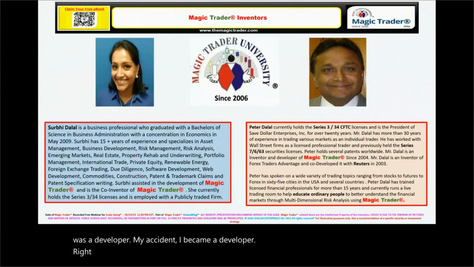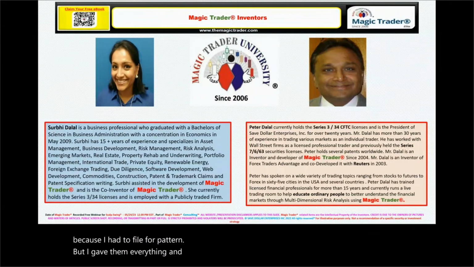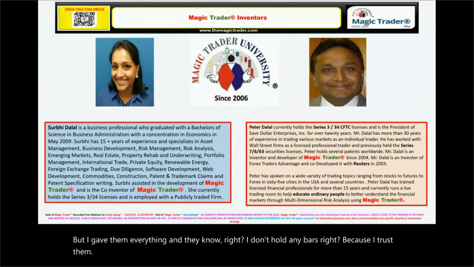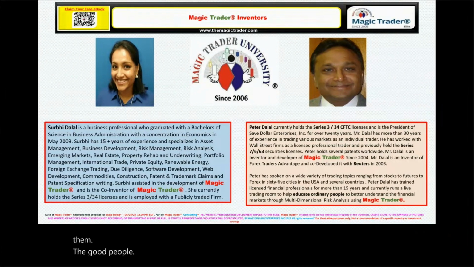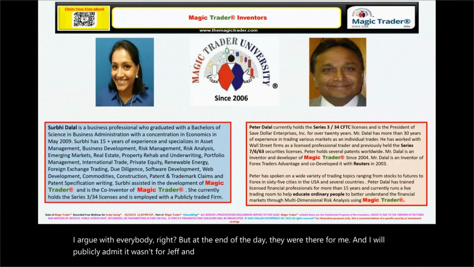And I liked it. So basically, I developed something and kept it secret from MetaStock because I had to file for a patent. But I gave them everything, and they know. I don't hold any bars because I trust them. They're good people. I argue with everybody, but at the end of the day, they were there for me. And I will publicly admit, if it wasn't for Jeff and Kelly, I wouldn't be around here.